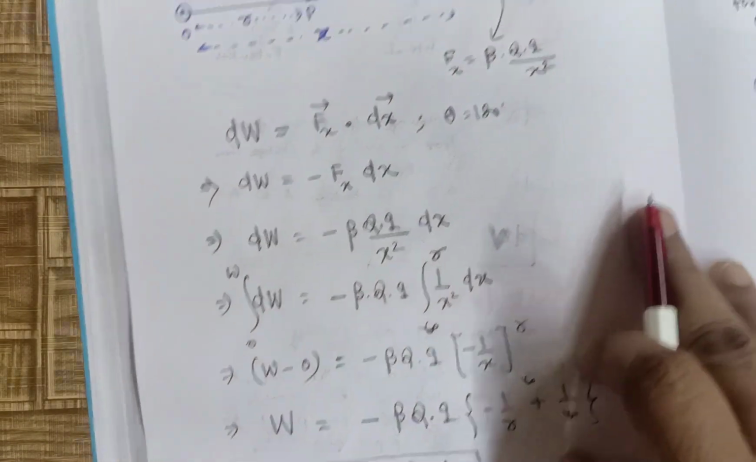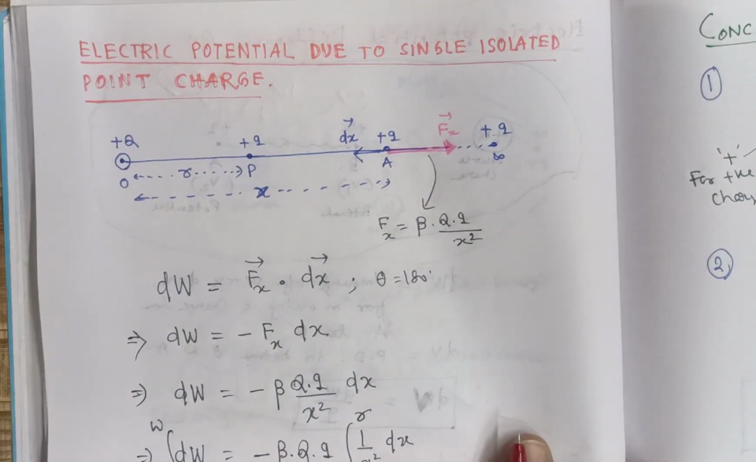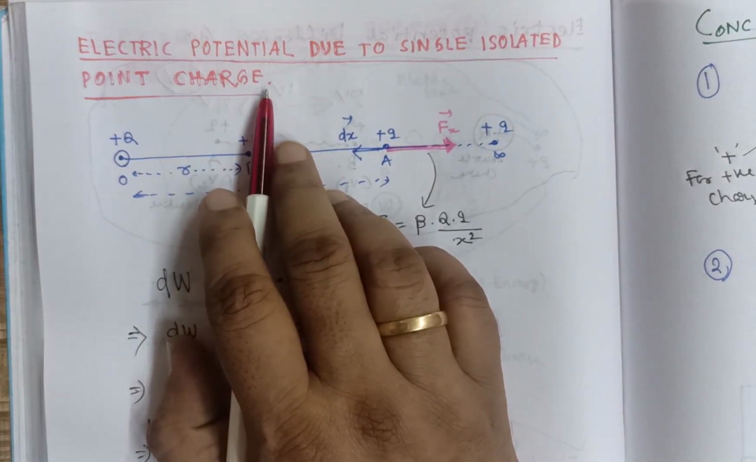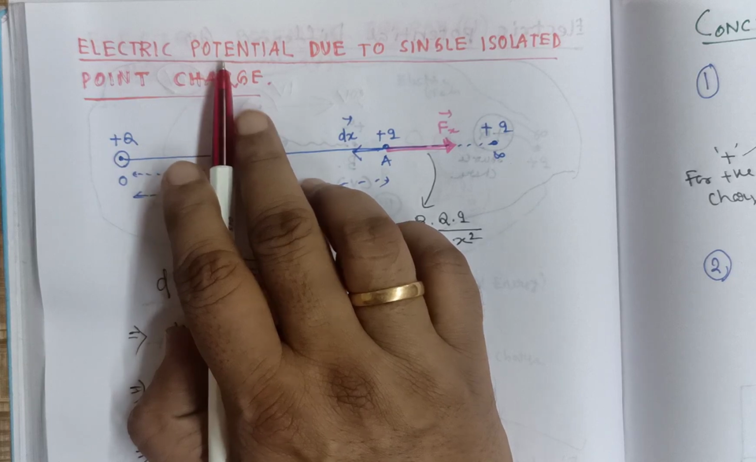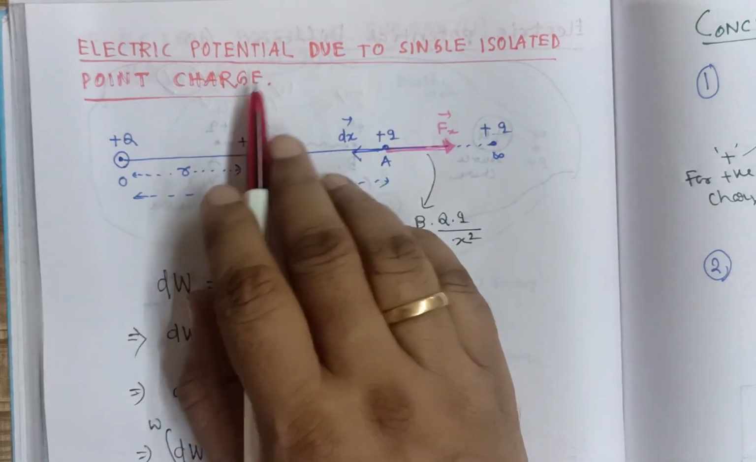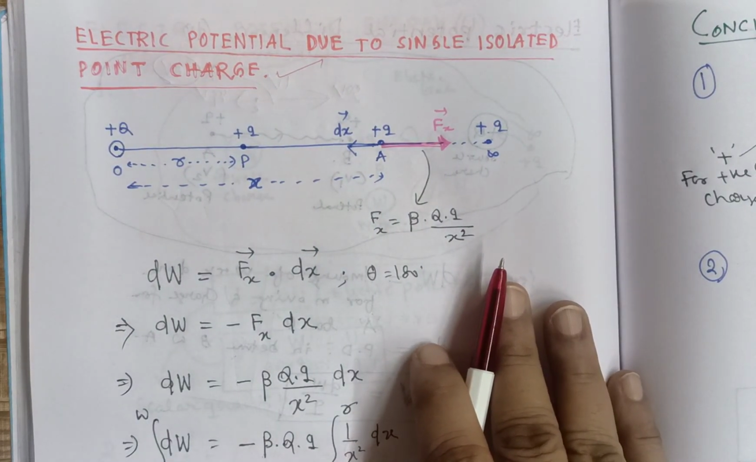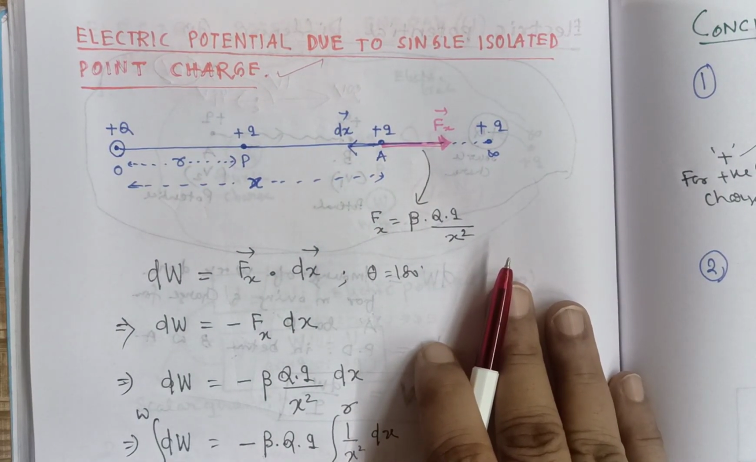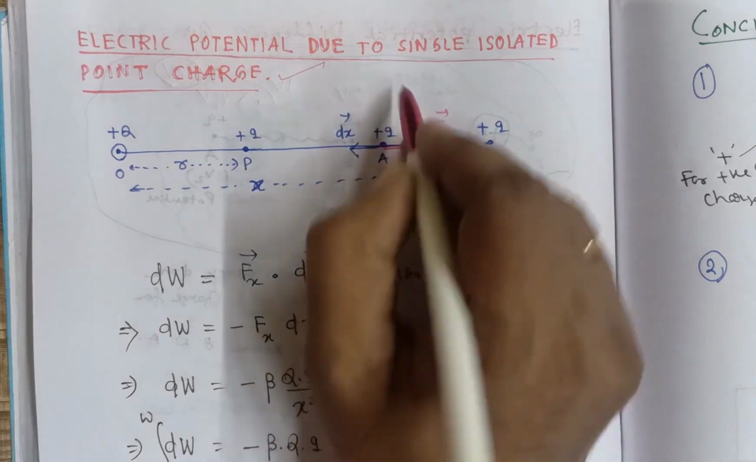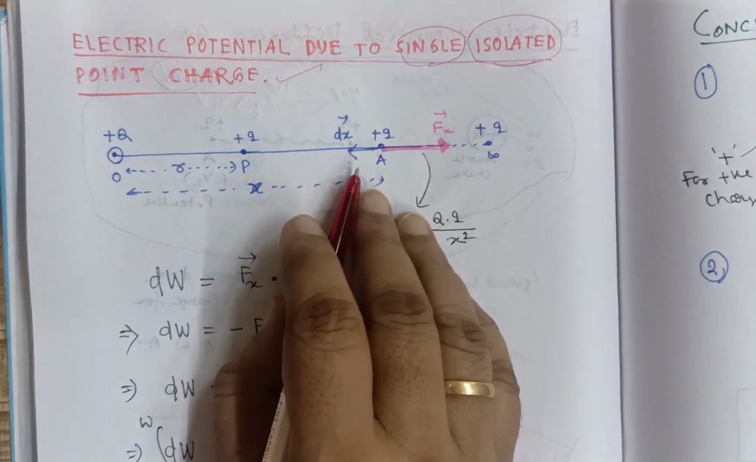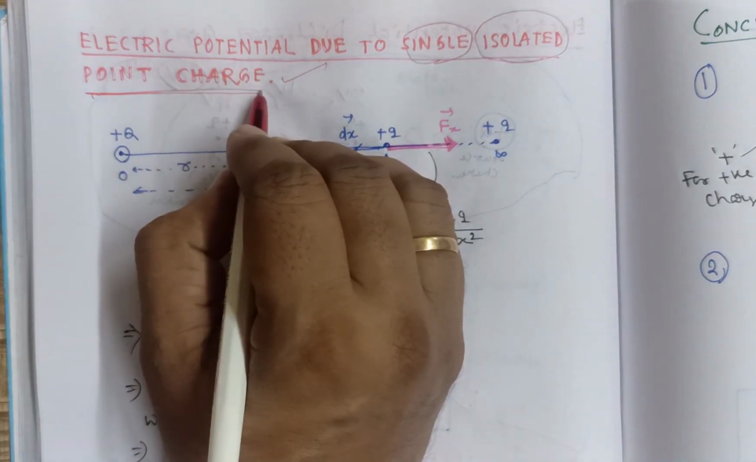Now we have to go through a long derivation of electric potential due to a single isolated point charge. In previous classes, we have also derived the electric field intensity due to a single isolated point charge. Similarly, here also we have to define the electric potential due to a single isolated point charge. Single means only one. Isolated means there is no one else there. And the point charge that you know already.